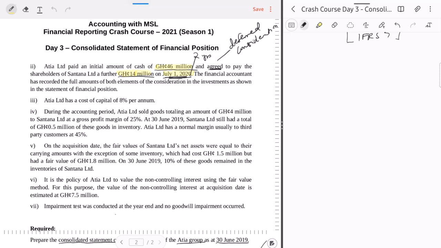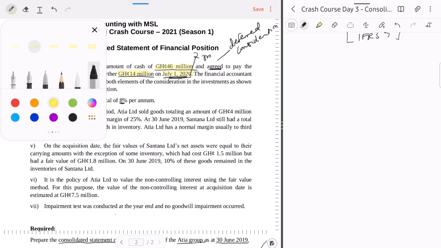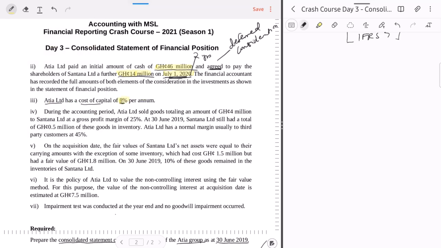Let's keep going. Then they are saying the company, Atiara as a parent, has a cost of capital of 8% per annum. The only reason they gave us this is to do something called what? Discounting. And what are we going to discount? We'll discount the deferred consideration to present value. And we'll do one thing that students forget to do. That is what? Unwinding of interest. Once you discount in accounting, you need to unwind. This principle is common under IAS 37, provisions, contingent liabilities and contingent assets. It's common once again here under group accounting IFRS 10, right? So take note, we need to do some unwinding of interest. I'll teach you how to do that and the double entry that is appropriate.